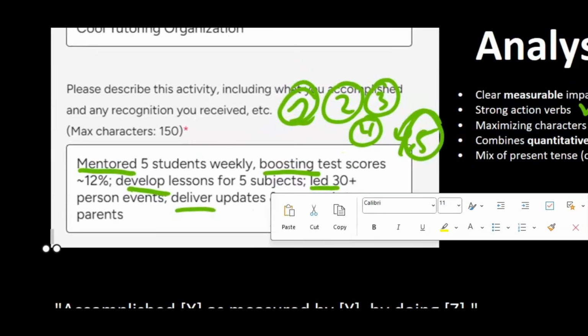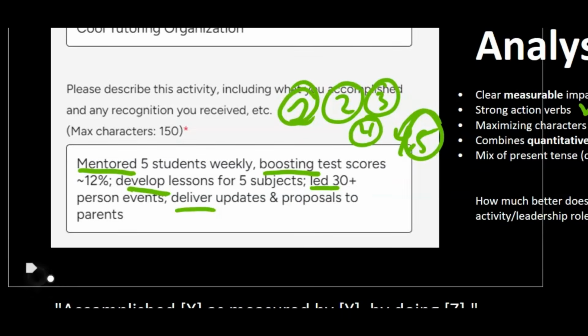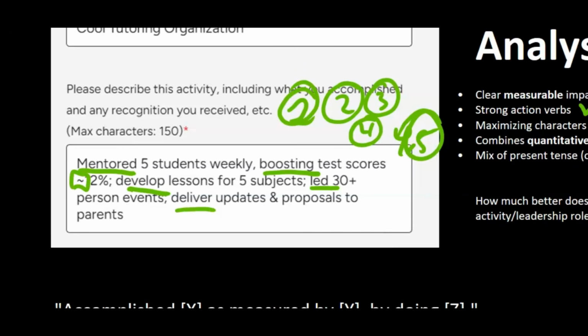So let's look at the abbreviations. Well, we have a bunch of commas, which is basic, but it works. We also have this acrylic symbol right here to demonstrate around 12%. So that saves us so many characters instead of having to say on average. That's a lot of characters right there saved.